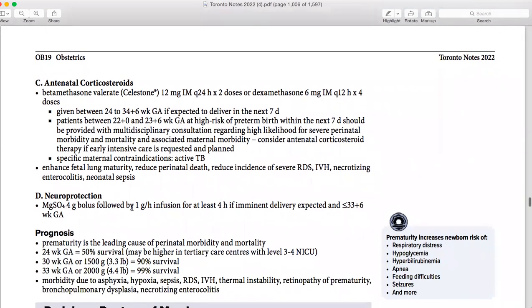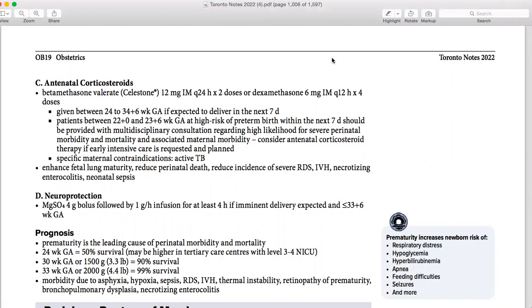Neuroprotection with MgSO4 should be given at less than 33 plus 6. So it is very important that you know when the corticosteroid should be given and when neuroprotection should be given. There is only 1 week difference.